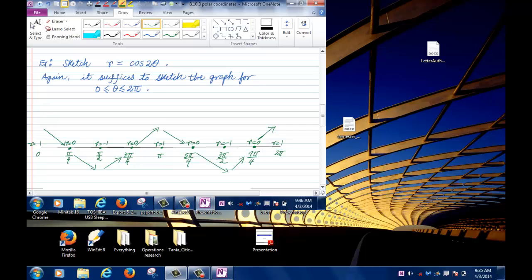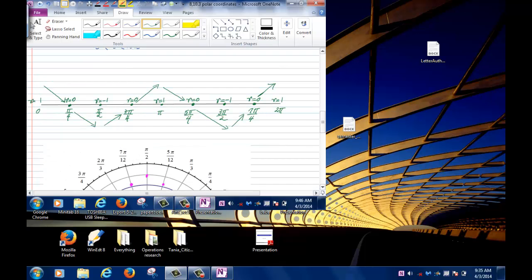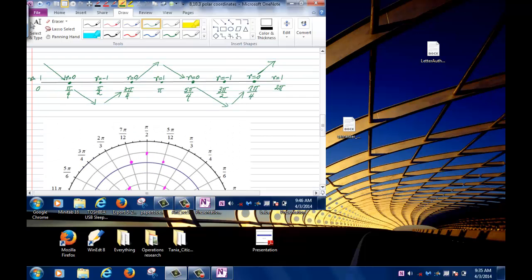Because I have 2 theta, I'm going to break up my interval from 0 to 2 pi into multiples of pi over 4. Before I did it at multiples of pi over 2. Now I'm going to do it for multiples of pi over 4. If I do that, I get these intervals, right? 0 to pi over 4, pi over 4 to pi over 2, pi over 2 to 3 pi over 4, and so on. And then I will find the value of r at each of these points, right?